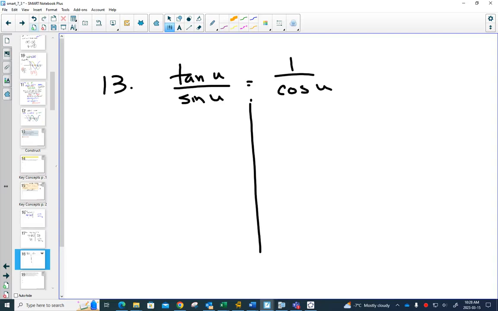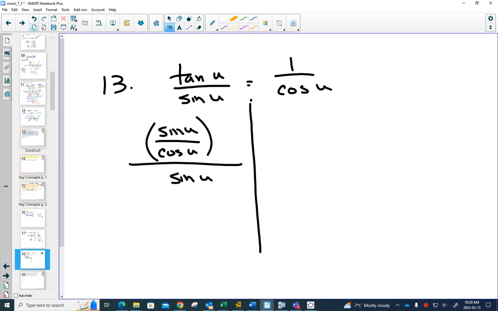Well, what would I need to change? The only thing I need to change is the tan. If I change tan, it would be sine u over cos u, all divided by sine. And now our work from the beginning of class comes back. We need to have a single fraction. We have a fraction inside of a fraction.